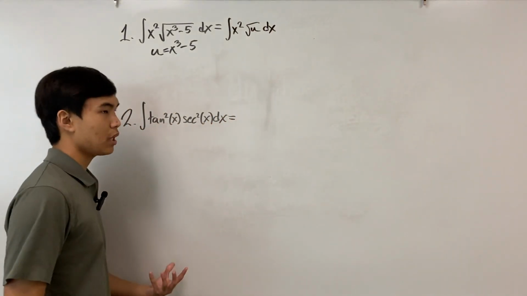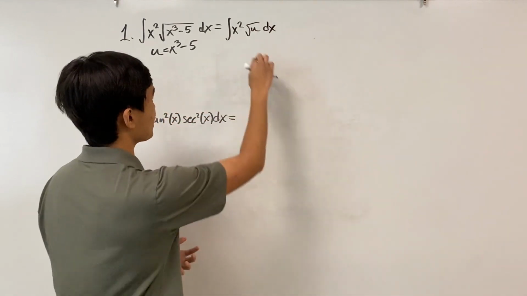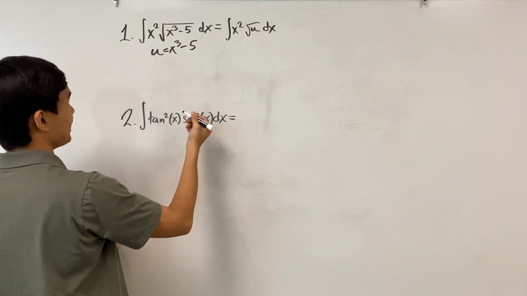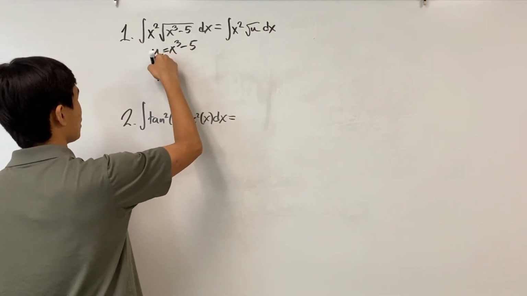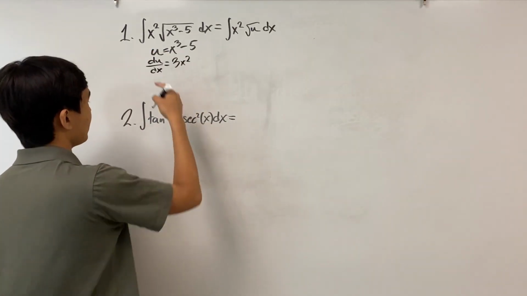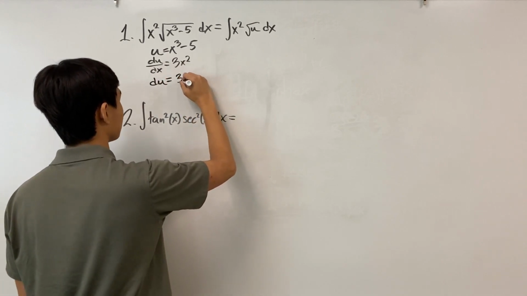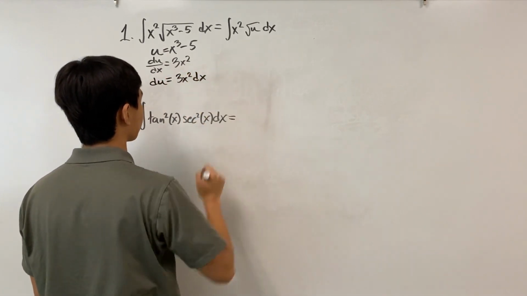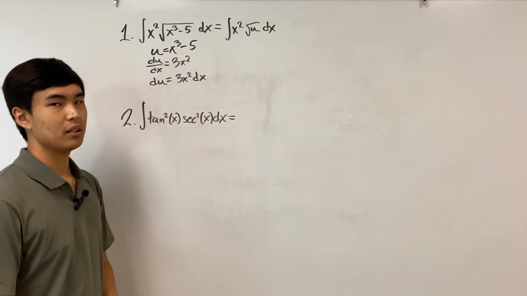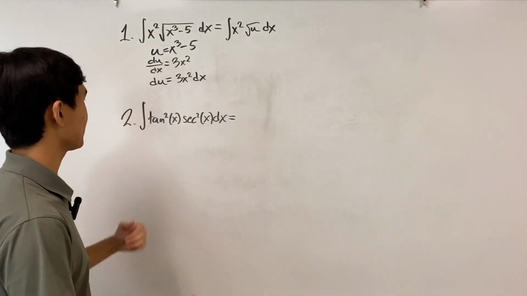But we have the same problem. We're trying to integrate u with a dx, and even worse, there's still x's in our integrand. So we have to find du, and we do that by differentiating both sides of this with respect to x. And to solve for du, we're going to multiply both sides by dx. Now we have du equals 3x squared dx. But if you look over here, I only have 1x squared dx. So how do we fix this?